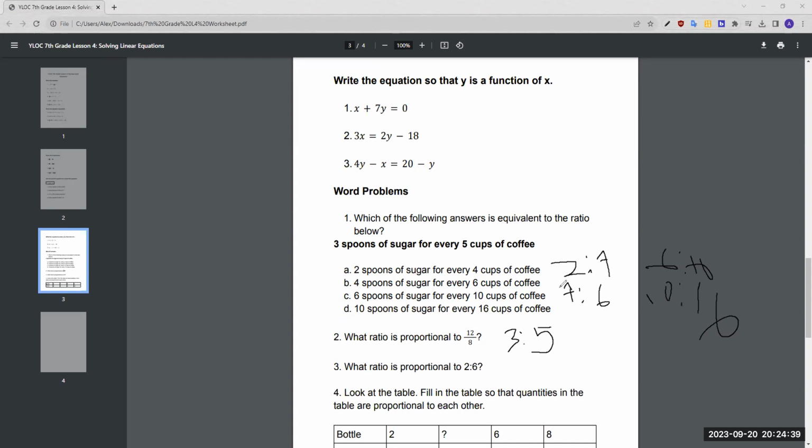Now, the only answer that fits here is 6 to 10, because once you simplify it, it becomes our answer, which is 3 to 5. So the answer would be C.